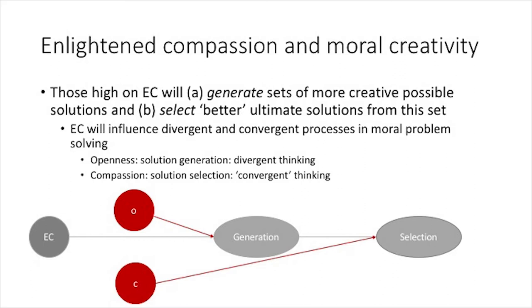So we think enlightened compassion will play through in this way, contributing to generation and selection of creative solutions. And given what we're discovering along the way and what we know from previous literature, we're also expecting openness to play a role in a divergent process here, the generation stage, where you're just opening up and being creative. And compassion to play a role in the convergent or solution selection phase. Because they're moral problems, and the items we used involved really trying to make sure everyone was happy and satisfied, we thought that the capacity to perspective take would be useful in selecting which of the generated solutions would actually be best, right? Would be mutually acceptable to everybody involved. So that's our thinking, and it was borne out.